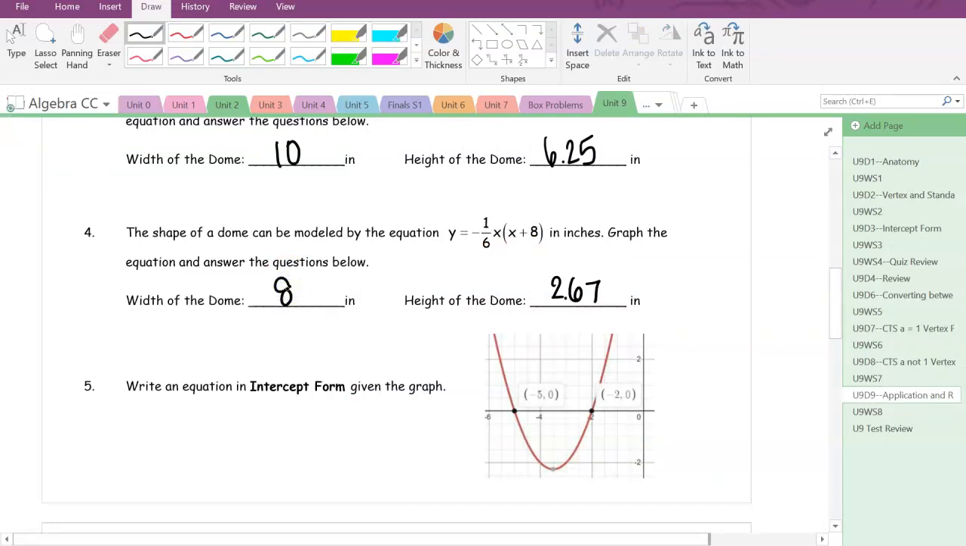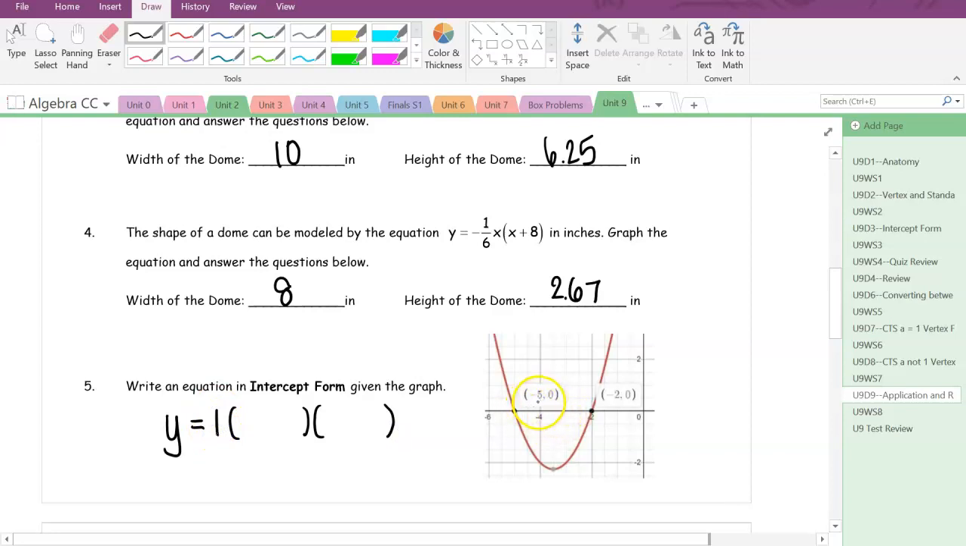All right, awesome. Now let's review some of the other topics that you're going to see on your test in the upcoming days. All right, first, we're going to write an equation in intercept form given the graph. I'm going to put a y equals. We are going to assume an a value of 1 for this. And we do see that our parabola is upwards, so I'm just going to go straight to intercept form. You can put that positive 1 in front.